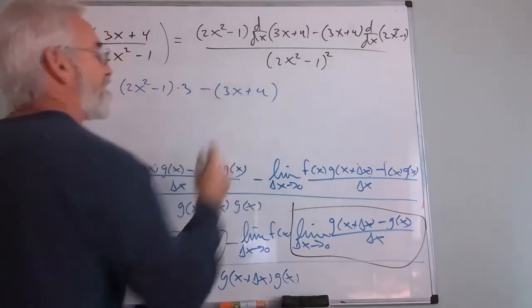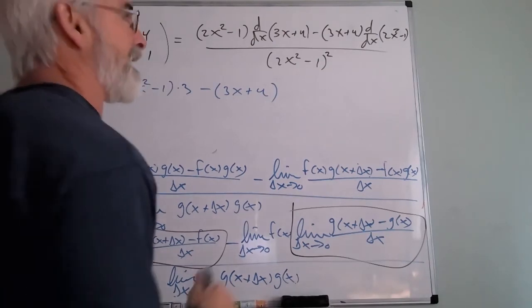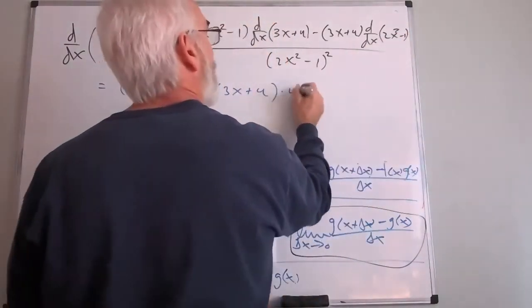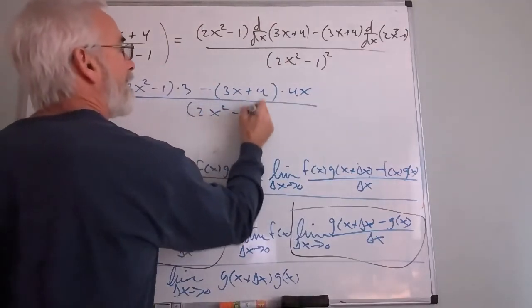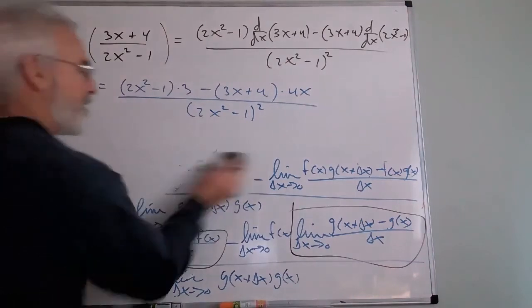By the way, I must remind you, you have to use parentheses here. Not using parentheses, you're going to say something very different, and you're going to make silly mistakes. The derivative of 2x squared minus 1 is simply 4x. And then all of that over 2x squared minus 1. So now if I walk away, I have correctly stated the derivative.